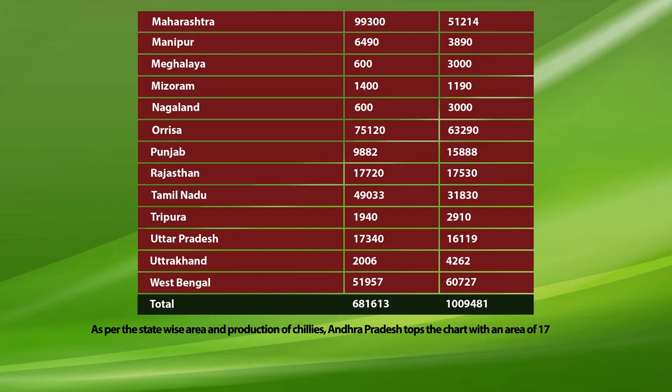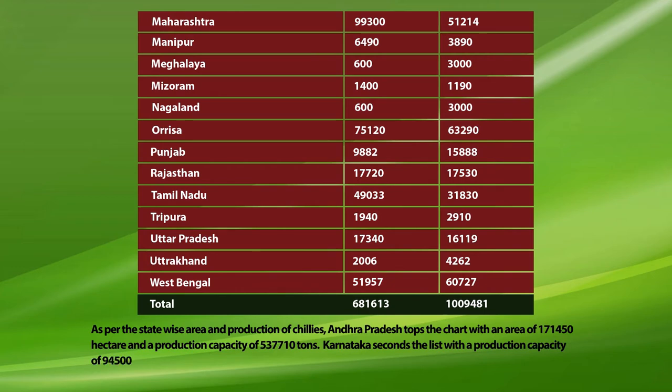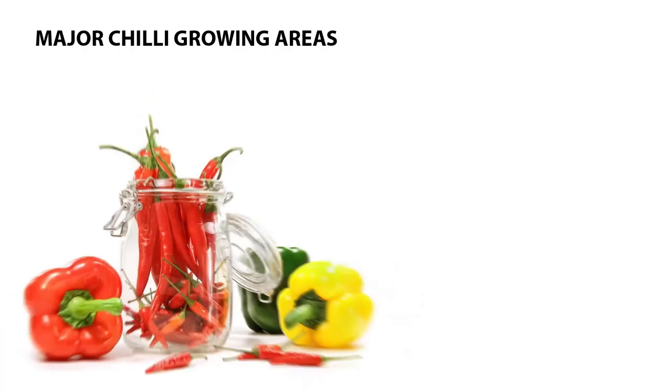As per the state-wise area and production of chilies, Andhra Pradesh tops the chart with an area of 1,71,450 hectares and a production capacity of 5,37,710 tons. Karnataka seconds the list with the production capacity of 94,500 tons, grown in an area of 69,880 hectares.